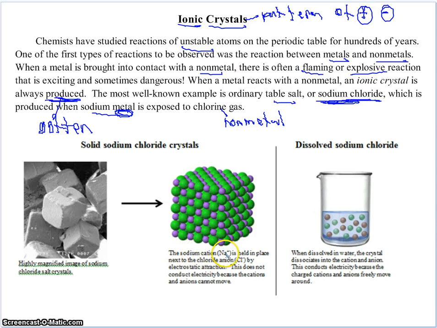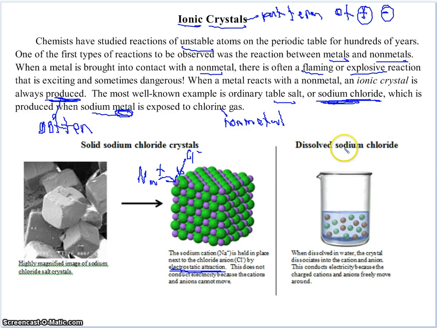It says the sodium cation Na+ is held in place next to chloride anion Cl- by electrostatic attraction. That sounds important. This does not conduct electricity because the cations and anions cannot move. Right? So I know sodium, since a cation, it's lost an electron. It's going to be smaller. So the purple one must be sodium, and then the green one must be chlorine. So we've got positive, negative, positive, negative. It's interesting about this is that it's three-dimensional. Ooh, this is so awesome.